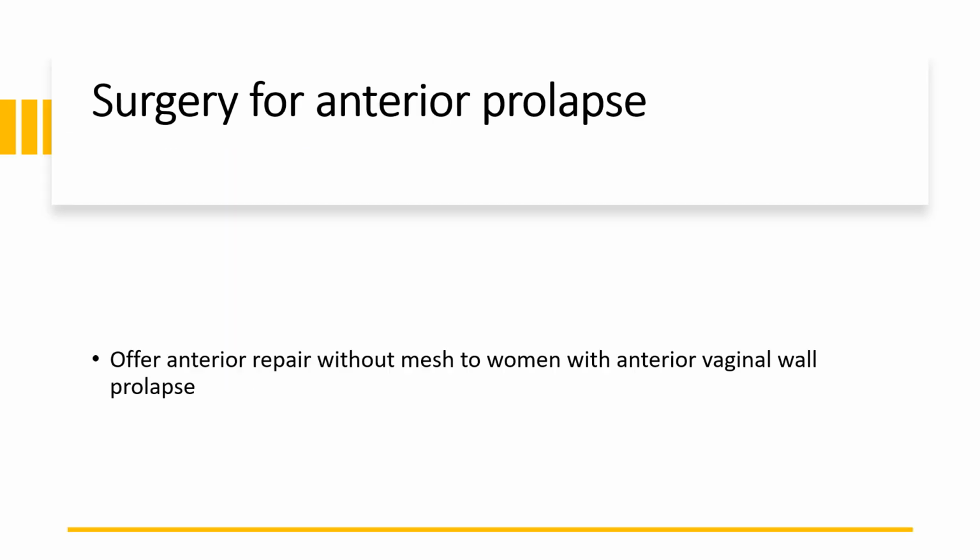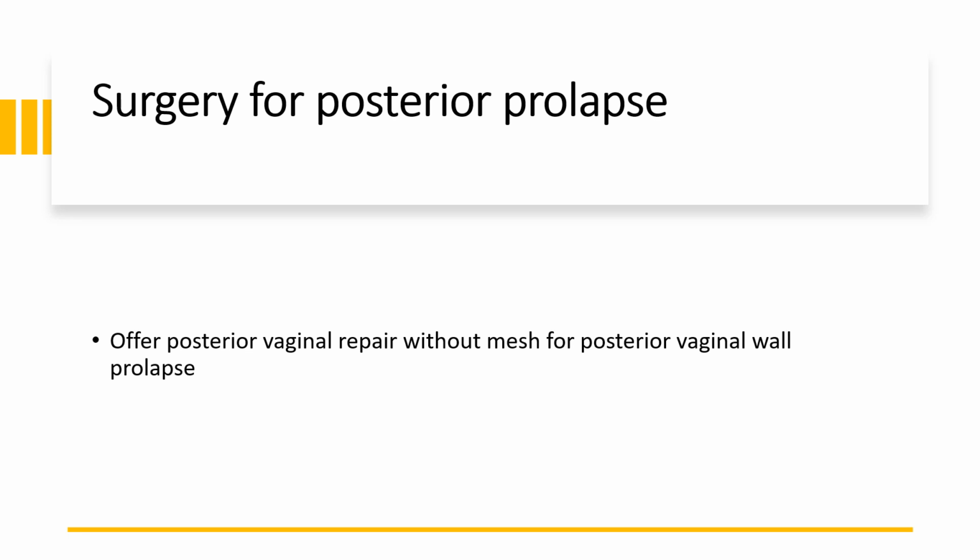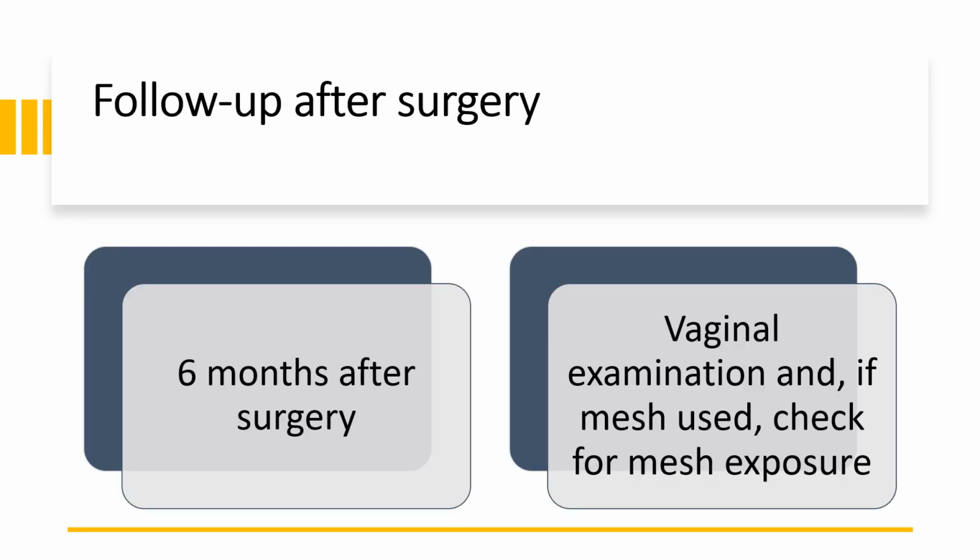Surgery for anterior prolapse: offer anterior repair without mesh to women with anterior vaginal wall prolapse. Surgery for posterior prolapse: offer posterior vaginal repair without mesh for posterior vaginal wall prolapse. Follow-up after surgery: 6 months after surgery, vaginal examination should be done. If mesh is used, check for mesh exposure.